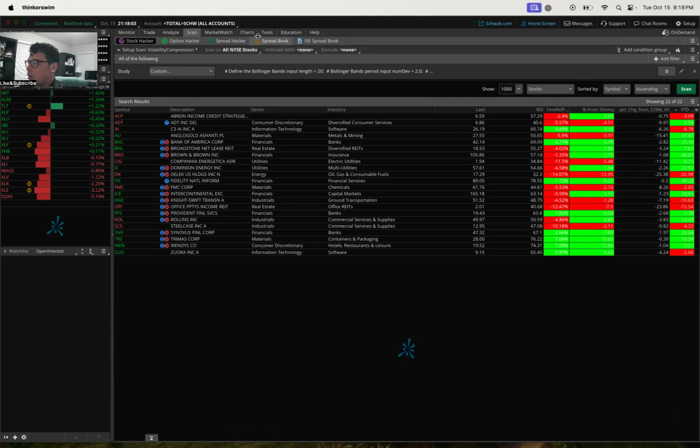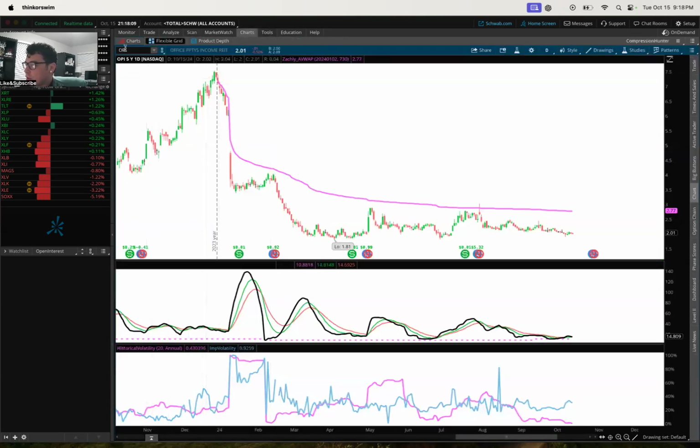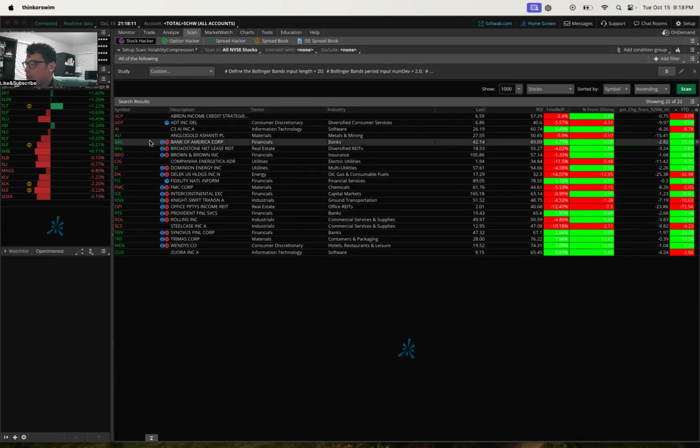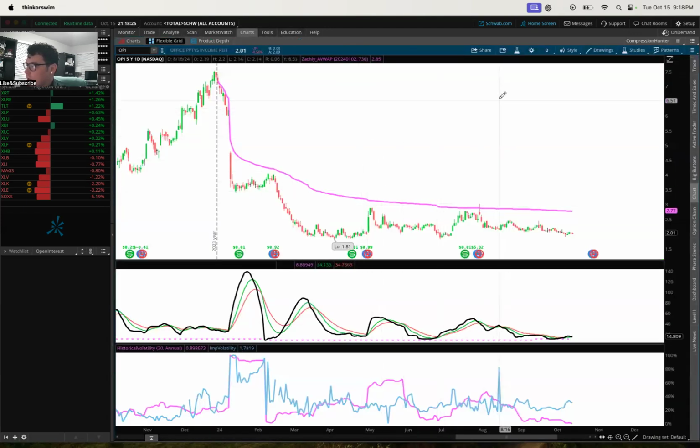All right, so what we've done is we've pulled up the default scan here. And I just chose one of the results, OPI, as you can see on here, OPI, Office Properties. I pulled this one up because the year-to-date performance is down 72%. That really just caught my eye right off the bat. I've never heard of this, so I just wanted to look. But this is pretty much exactly what this scan is looking for.